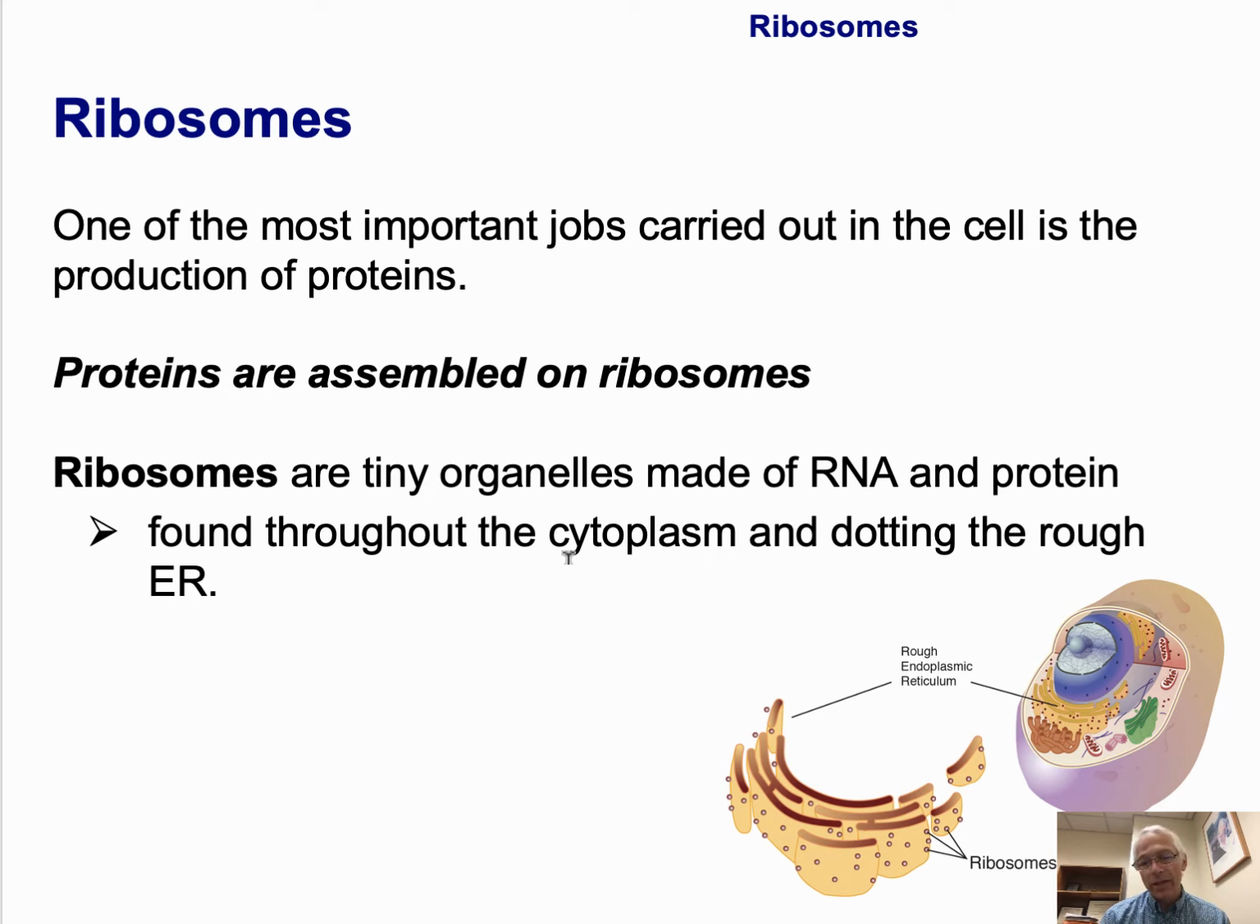These are tiny organelles. They are made up of proteins and RNA molecules. And the ribosomes exist in two places in the cell. They dot the rough endoplasmic reticulum, and that dotting of ribosomes throughout the rough ER is the reason it looks rough under the microscope, because of all the ribosomes embedded in that membrane there. And there are also ribosomes that exist free, sort of floating in the cytoplasm. Ribosomes are where proteins are made.